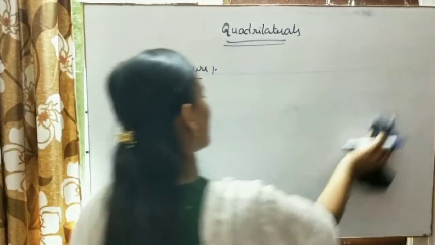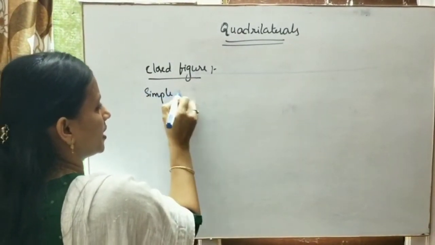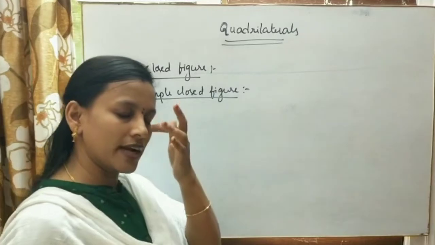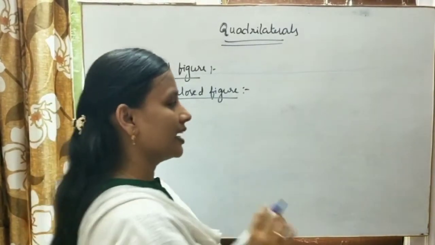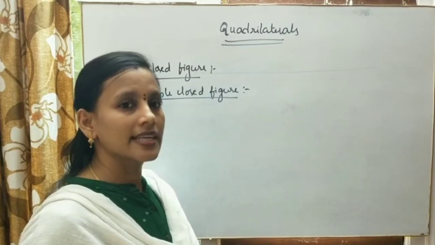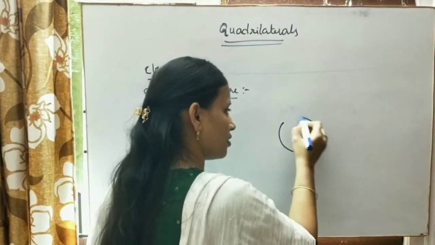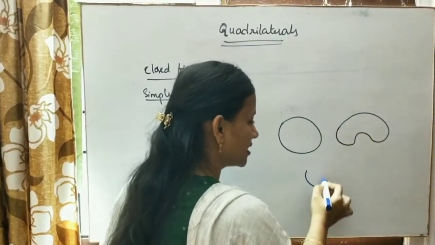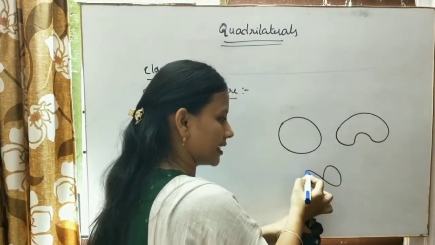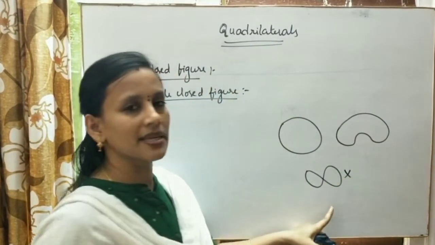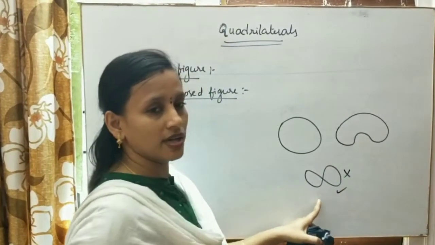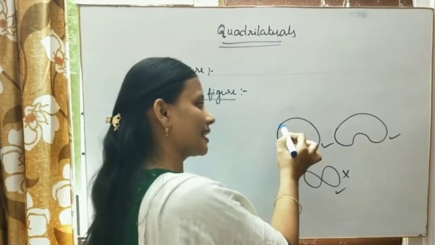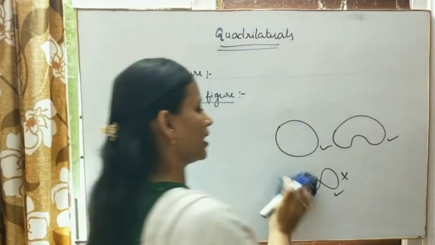And what is simple closure figure? Simple closure figure is also a closure figure, but it should not intersect anywhere except at its endpoints. Suppose here intersected and here also intersected. So this is not a simple closure figure. It is a closure figure, but it is not a simple closure figure. These two are simple closure figures, because they intersect only at the endpoints.